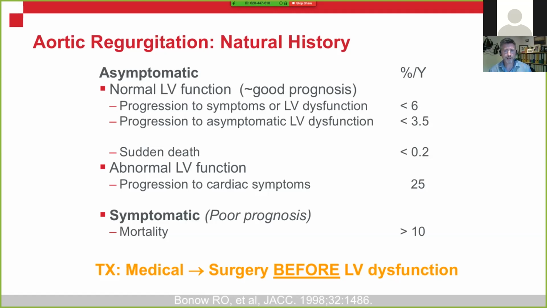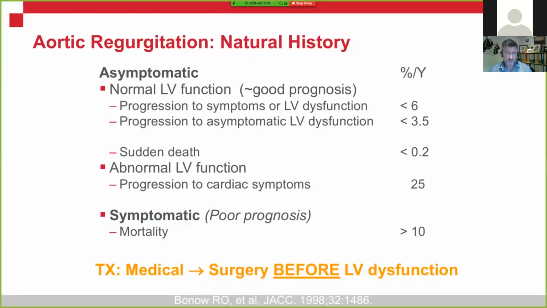And looking at real hard endpoints such as mortality, it's approximately 10% mortality per year. So patients with aortic regurgitation and symptoms, we really should be fast tracking through the system to be thinking about intervention if that's appropriate for that individual patient. So we can think about medical treatment in terms of trying to offset and mitigate some of the symptoms, but when we're thinking about prognostically important interventions, surgery is absolutely key, and timing again is very, very important before you get LV dysfunction and particularly LV dilatation, which is a poor prognostic sign in this setting.